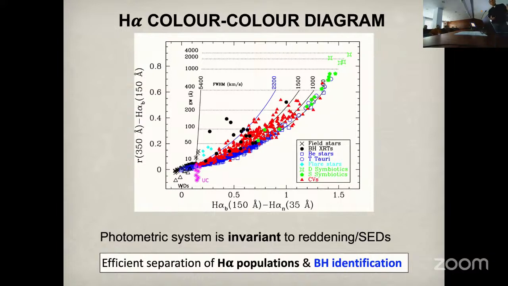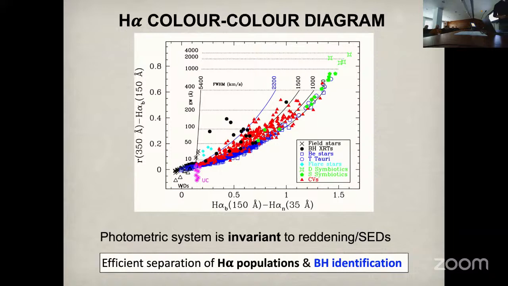And now in this simulation, we plot in these squares a few 100,000 field stars with different levels of reddening, and they all cluster in this area here around equivalent width 0. So this is interesting because this is telling us that our diagram is invariant to reddening and also to the slope of the spectral continuum of the objects. So no matter how strong the reddening is, all these objects will cluster in this region here and will not contaminate clear H-alpha emitting objects.